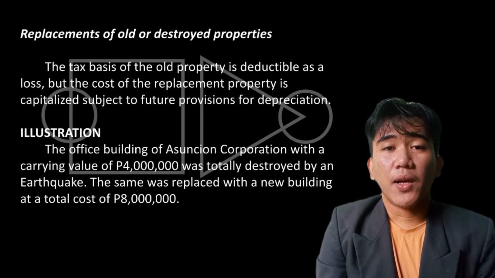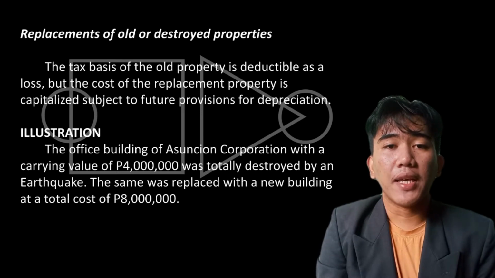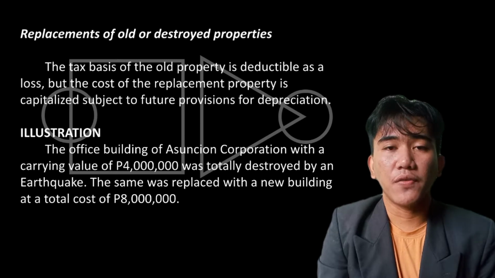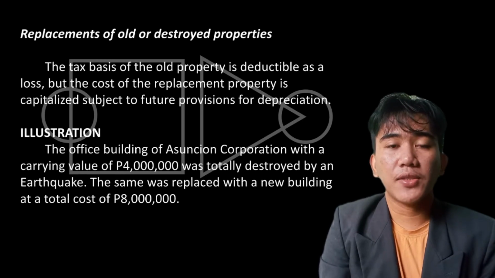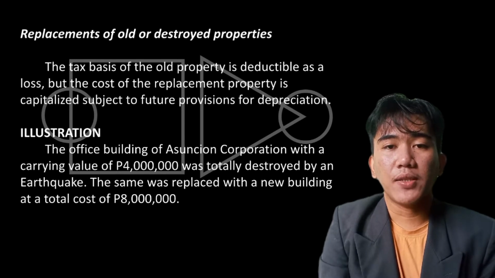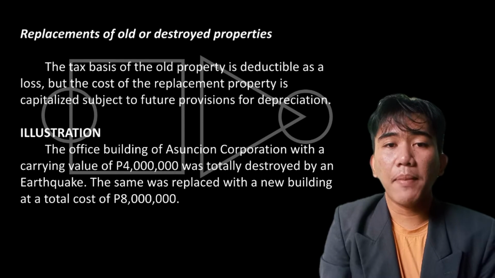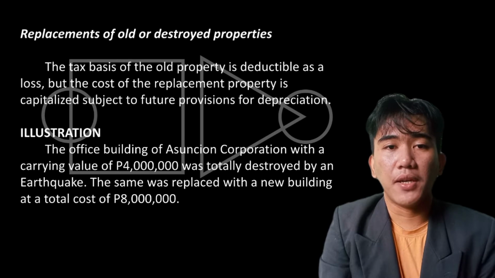The tax basis of the old property is deductible as a loss, but the cost of the replacement property is capitalized subject to future provisions for depreciation. For example, the office building of Asuncion Corporation with a carrying value of 4 million pesos was totally destroyed by an earthquake. The same was replaced with a new building at a total cost of 8 million pesos. Therefore, the 4 million pesos is deductible as loss, while the 8 million pesos is capitalized as the tax basis of the new building subject to future provisions for depreciation.